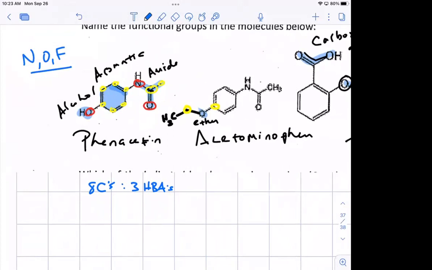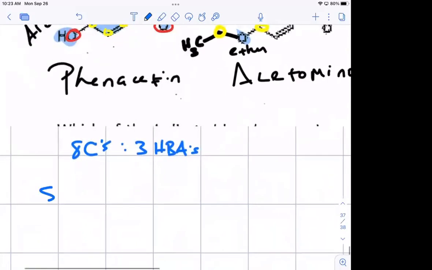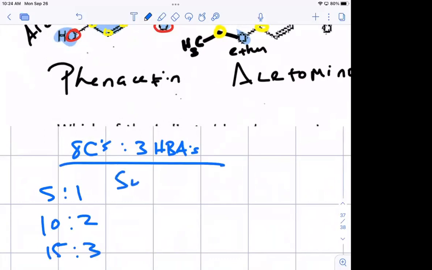Soluble. It's soluble. How many more carbons could we add and it still be soluble? Remember, the ratio is 5 to 1. Yes. Did you say 7? Yes, we can have up to 15 carbons here because we got 3 hydrogen bonding atoms. It's 5 to 1, 10 to 2, 15 to 3, and so on and so forth. So this is soluble.